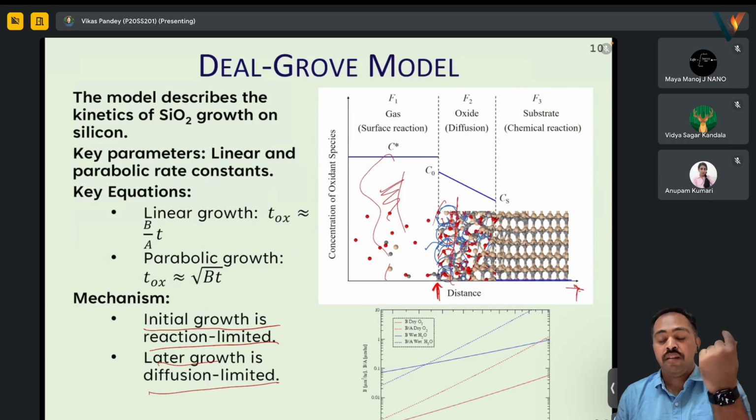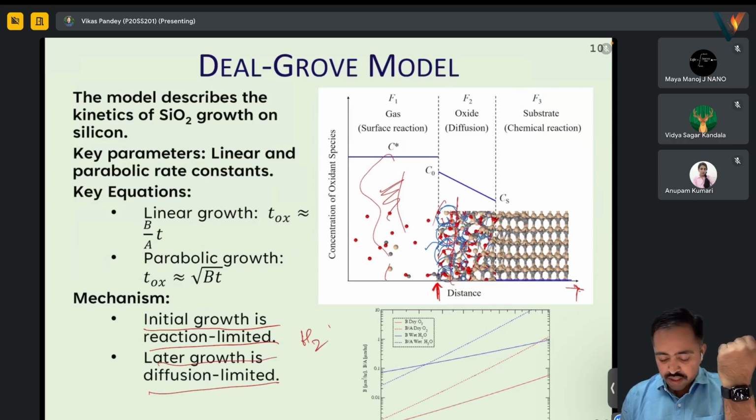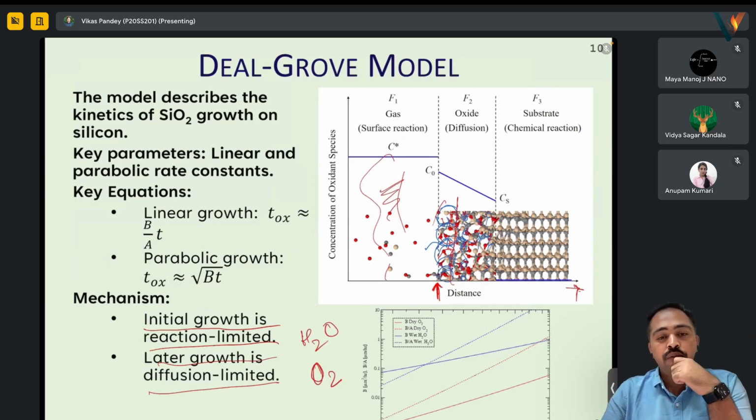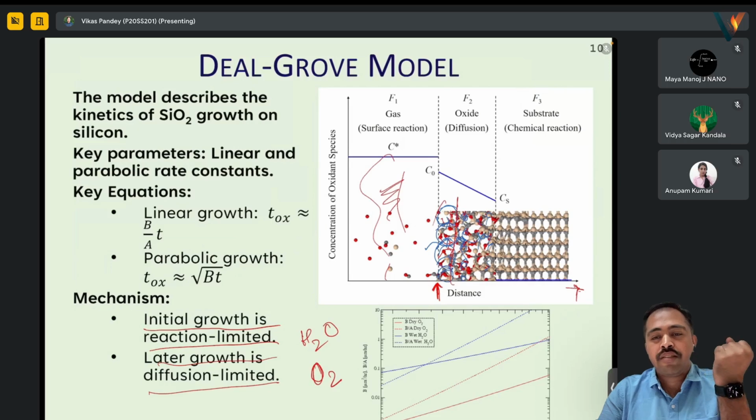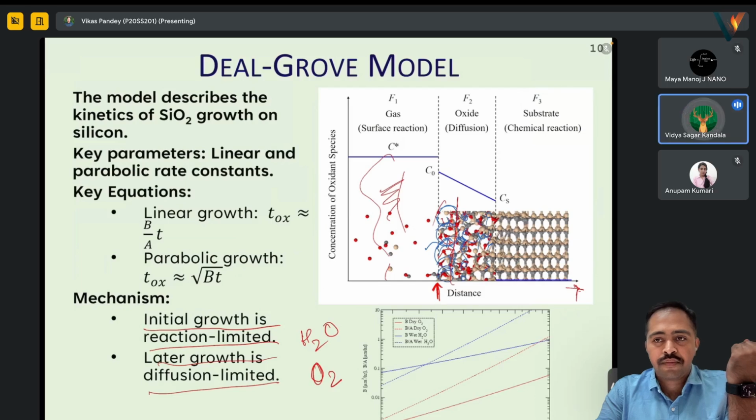And here you see H2O and O2. Can anyone tell which of these molecules will be bigger in size? H2O or O2? Just a wild guess, oxygen, because I studied this in maybe high school or something. Yes. Anyone else?